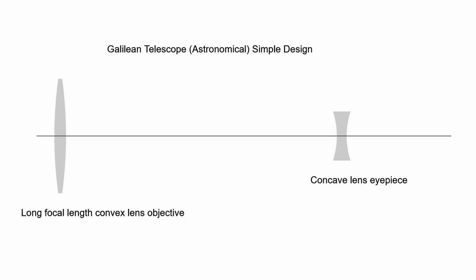Now, the first applications of lenses were for telescopes and microscopes. And this is the design of a simple Galilean telescope, named after, you guessed it, Galileo. And it's an astronomical telescope. The lens at this end is called an objective. It's a convex lens. And the lens at this end is called an eyepiece. And in these early telescopes, this was just a concave lens.